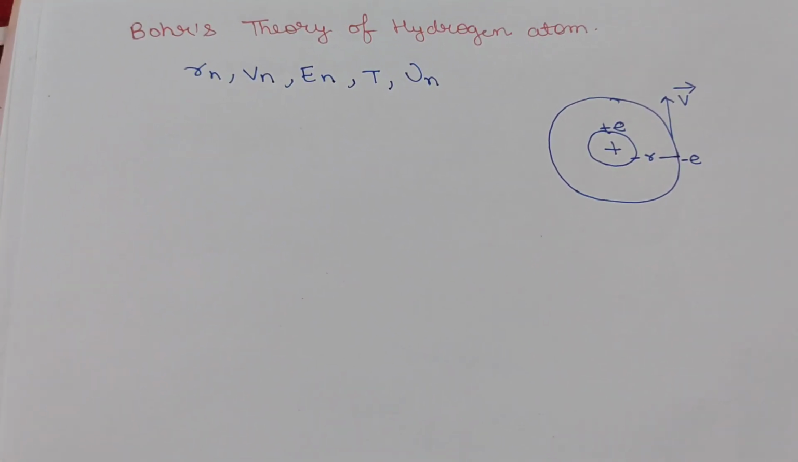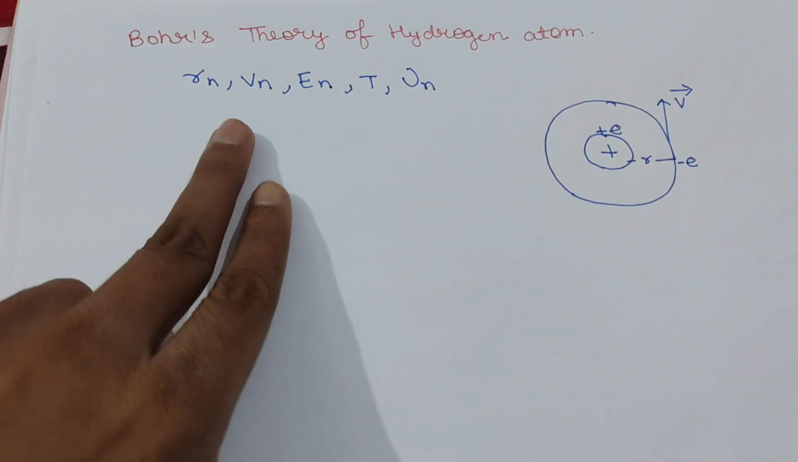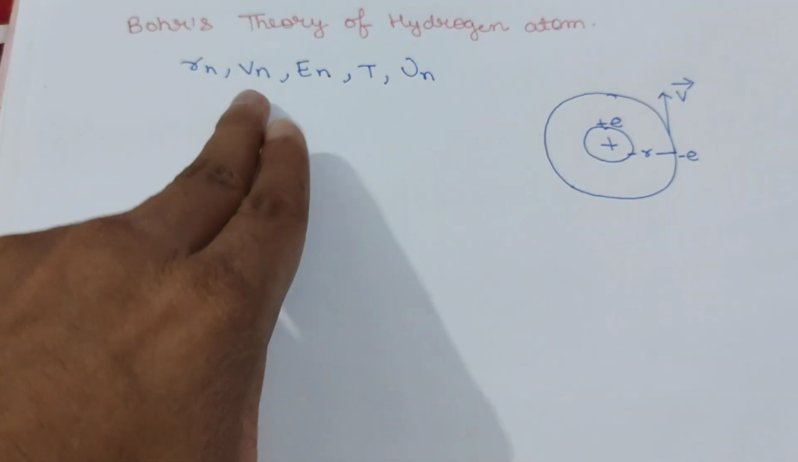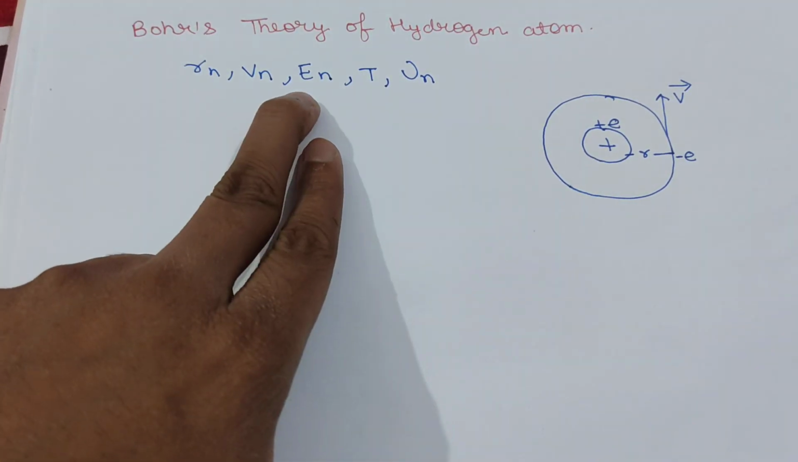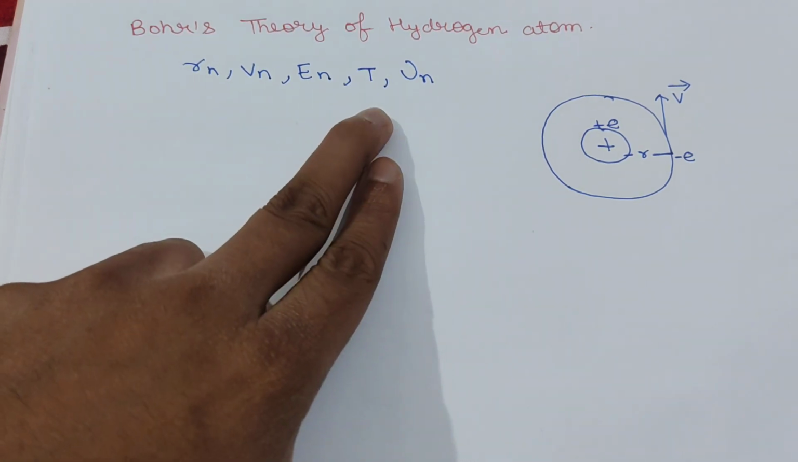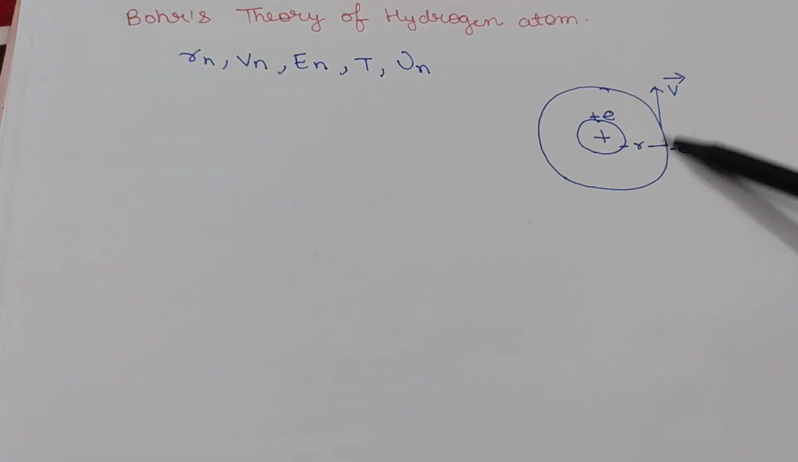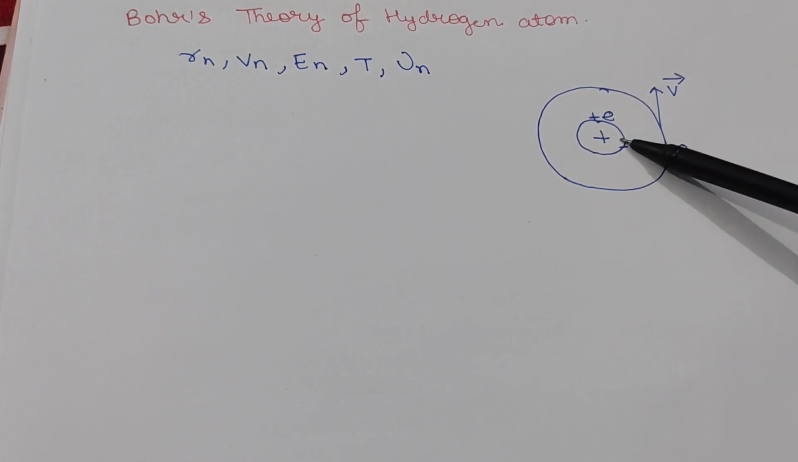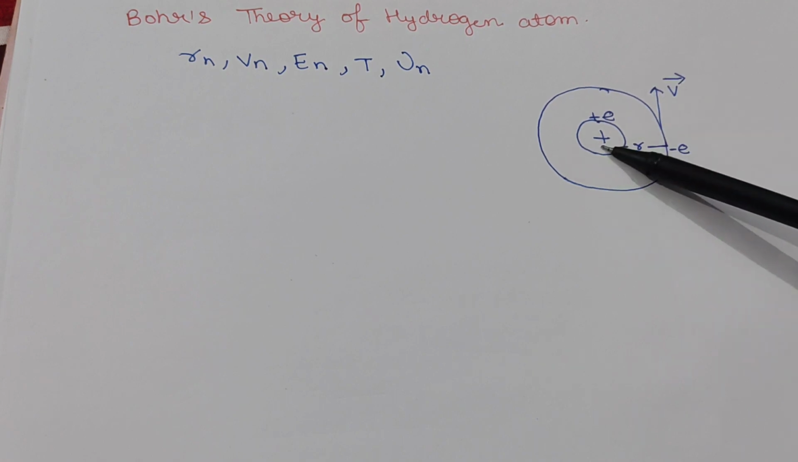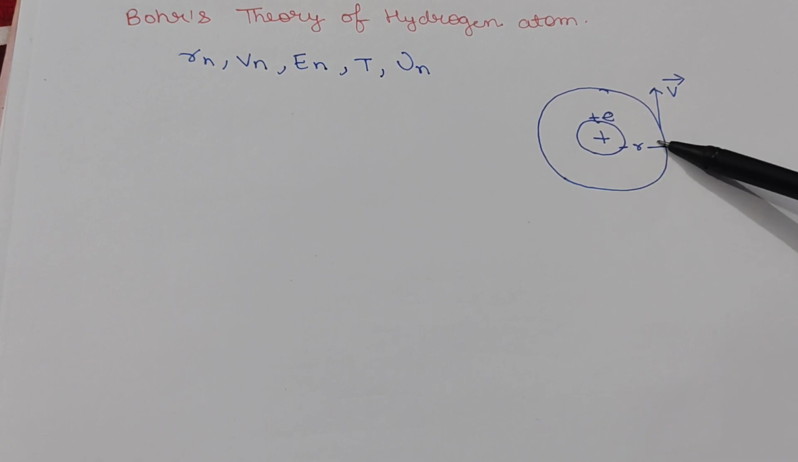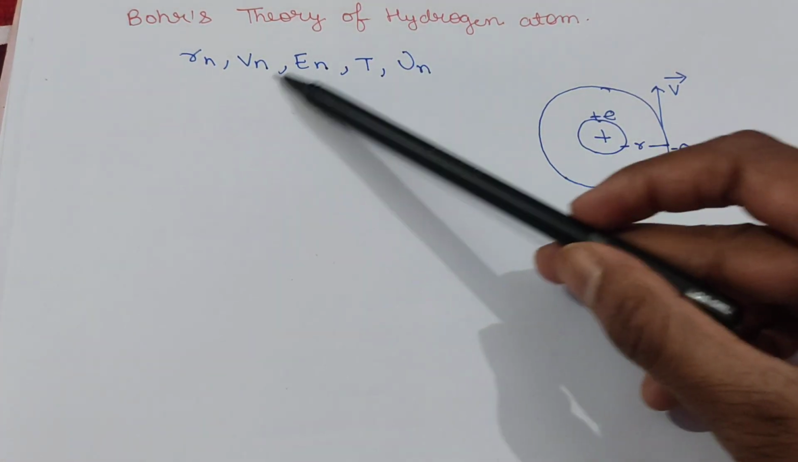Hello everyone, today we'll find the radius in nth term, velocity in nth term and energy in nth term, and the time period and the frequency from Bohr's theory of hydrogen atom. This is the hydrogen atom, this is the velocity, this is the electron, and this is the nucleus having a proton. And this is the distance, we say this is the radius.